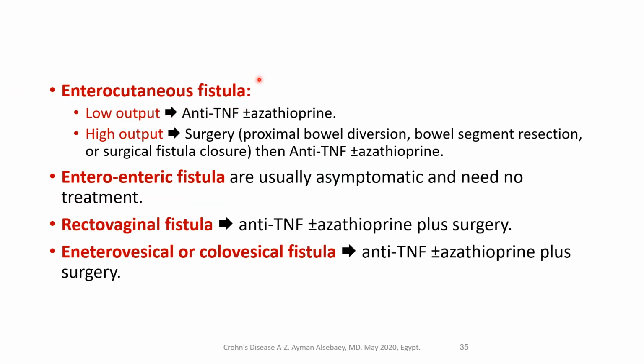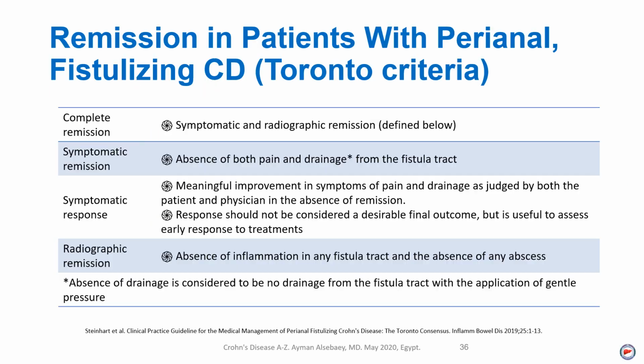The enterocutaneous fistula, when you treat it, okay, if it is low output, minimal discharge, you will use anti-TNF plus azathioprine, okay. If it is high output, surgery will be needed. Entero-enteric fistula are commonly asymptomatic and need no treatment. If there is rectovaginal fistula, we will need anti-TNF and azathioprine plus surgery. Enterovesical or colovesical fistula, you will need anti-TNF plus surgery. Any fistula in the pelvis, with other organ in the pelvis, surgery plus medical therapy are needed.